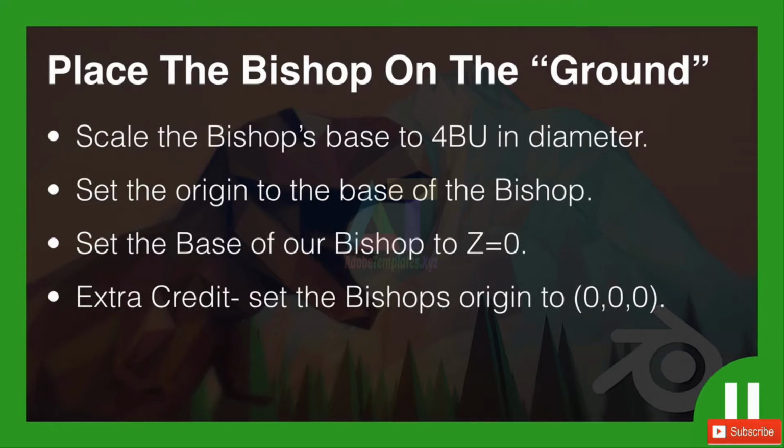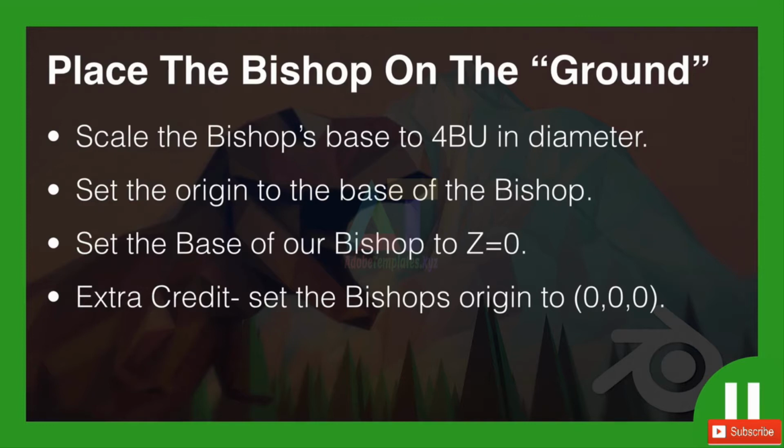It's challenge time! Okay guys, I'd like you to place the bishop on the ground. So I say ground in inverted commas, what I mean is so the bishop is actually where Z equals 0, so nothing is protruding beneath that grid. So I'd like you to scale the bishop's base to 4 Blender units in diameter if you've not done already. Then set the origin to the base of the bishop. Then set the base of our bishop to Z equals 0. And there's extra credit, it's not necessary, but extra credit if you set the bishop's origin to 0, 0, 0. So that means that our bishop is really square in the scene. Pause the video now and give that a go.